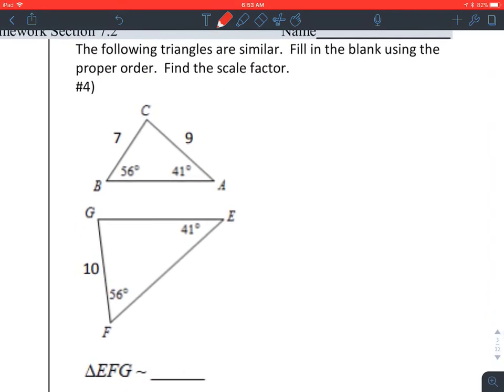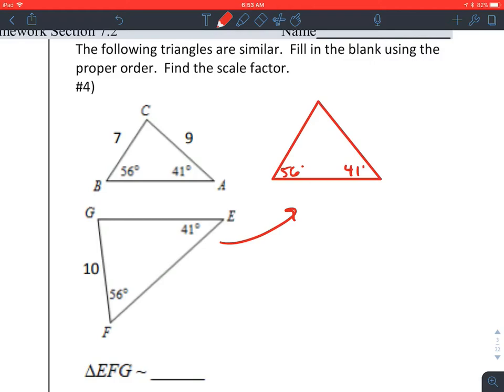Next set of directions. The following triangles are similar. Fill in the blank using the proper order. Find the scale factor. I'm going to redraw this triangle so that it's in the same position as ABC, so that the corresponding angles are in the same positions. ABC has 41 degrees in the bottom right, 56 in the bottom left.